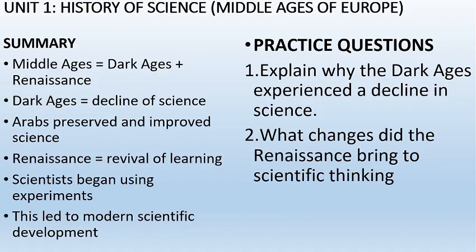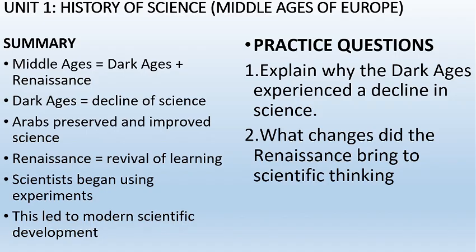So for this Middle Age, under the summary, please let's look at that. The Middle Age is divided into two major parts. The first one is the Dark Age, while the second one is the Renaissance. Those are the two divisions of the Middle Age.